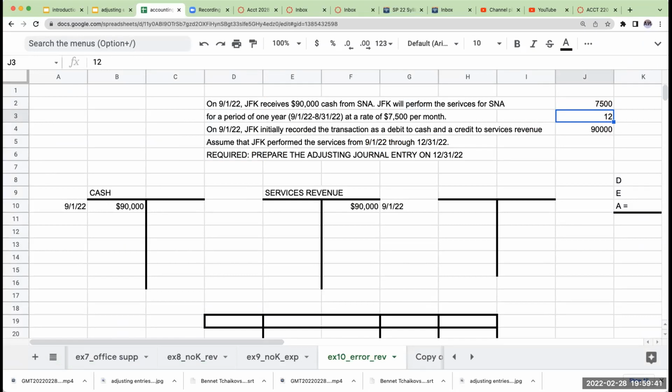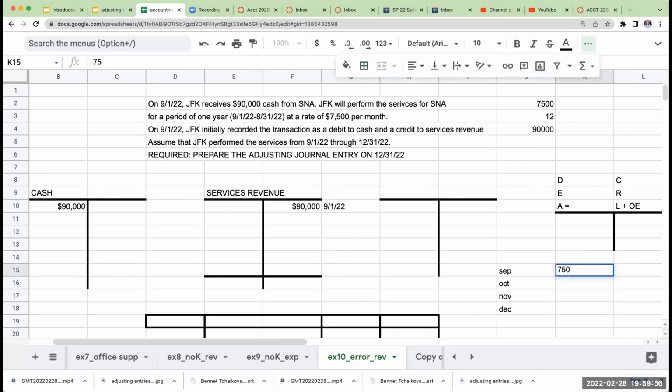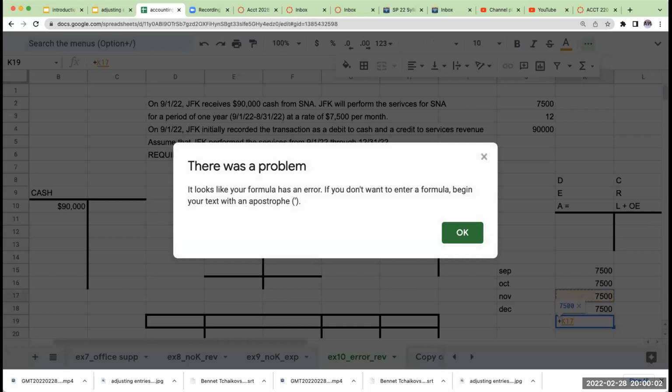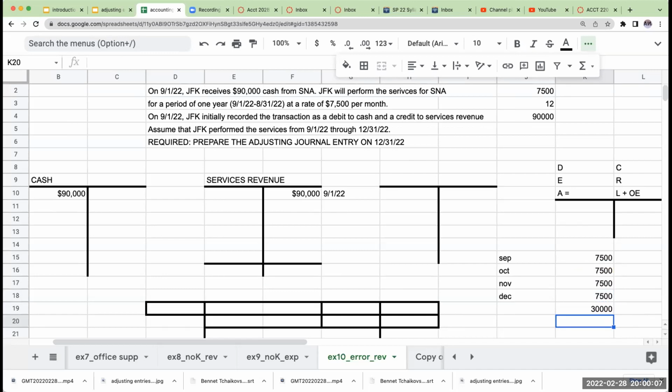So we're not doing the reversing entry. This is an adjusting entry. So the question I have is, well, how much revenue should we have recognized? And if we look at this over here, well, we did work for September, October, November, and December. And this is going to be $7,500 each month. So the total amount of revenue that we should have recognized is going to be a total of $30,000. So the amount of our services revenue should be $30,000. This is going to be the correct balance on December 31st, 2022.